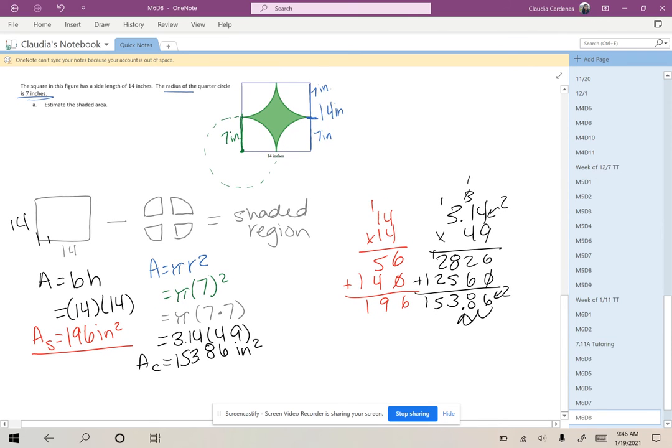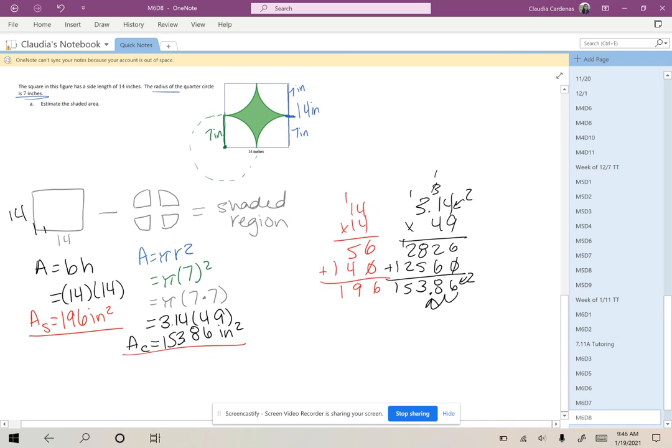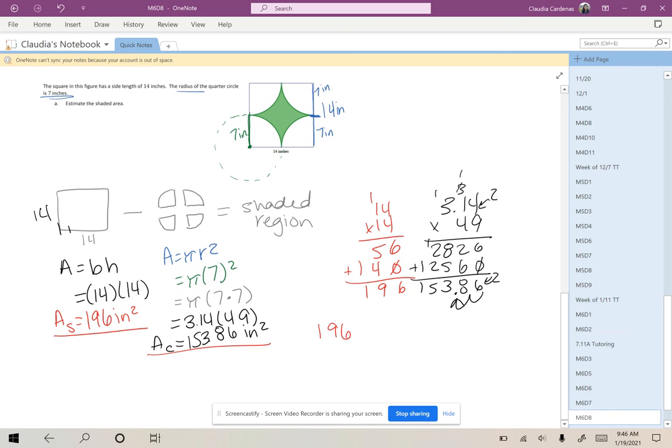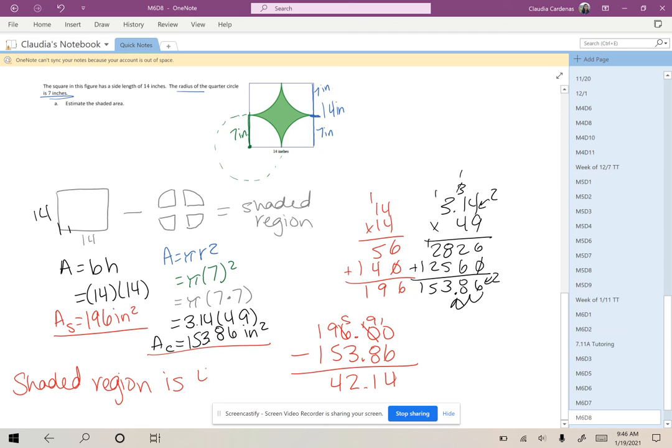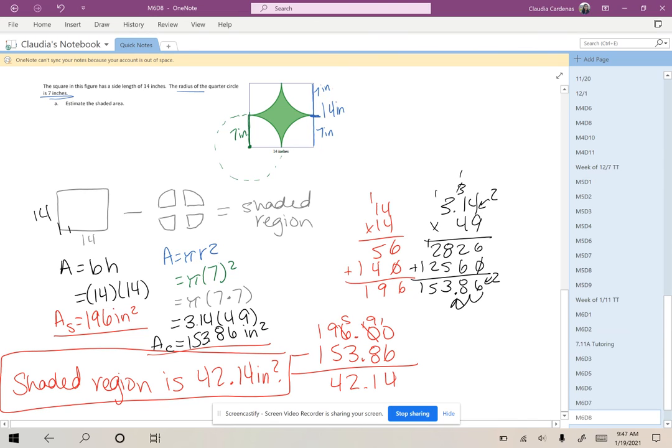So we have the area of the square, we have the area of the 4 quarter circles. We now know to find the shaded region, we need to then take away those 4 quarter circles. So how do we do that again? Well, we subtract the outer shape minus the inner shape. So 196.00 minus 153.86, remembering to borrow. And the area of the shaded region is 42.14 squared inches.